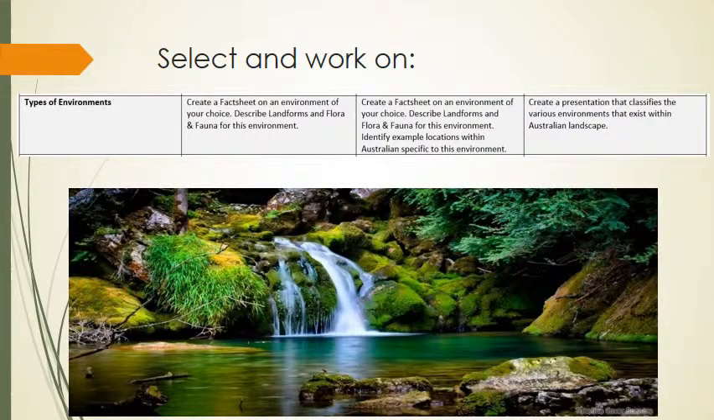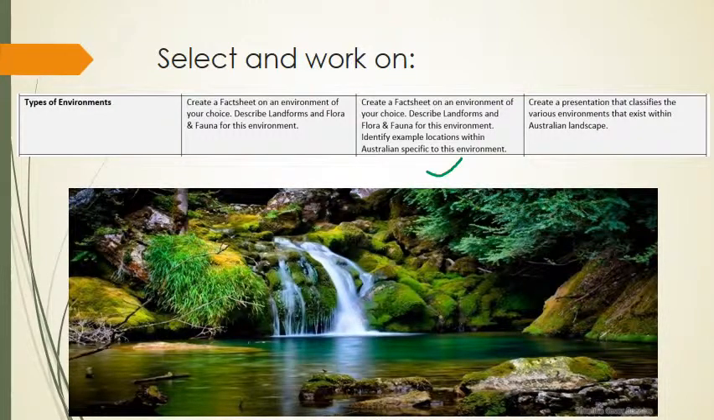So, on your grid, there's the types of environments. I want you to have a crack at one of the tasks. You can create either a fact sheet about an environment of your choice, so one of those that we just looked at. Describe the landforms, the flora and the fauna that make these environments. These posters are going to go on the wall around us, so people can look at different ones. I'm strongly encouraging everyone to have a go at the second one, if not the third one though.